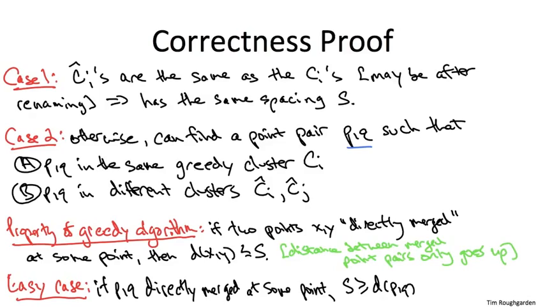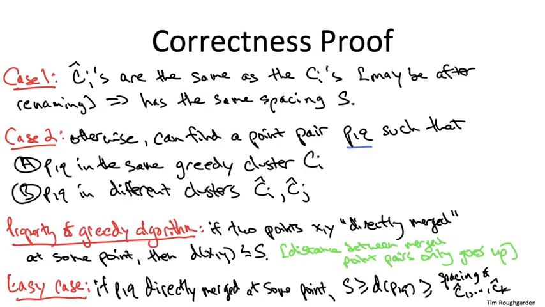Maybe there's some even closer separated pair by the C hats, but at the very least P and Q are separated, so they upper bound the spacing of the C hat clustering. So remember, that's what we wanted to prove. We wanted to show that this alternative spacing couldn't have better spacing than our greedy spacing. It had to be at most as big, it had to be at most capital S. So in this easy case, when P and Q are directly merged by the greedy algorithm, we're done.